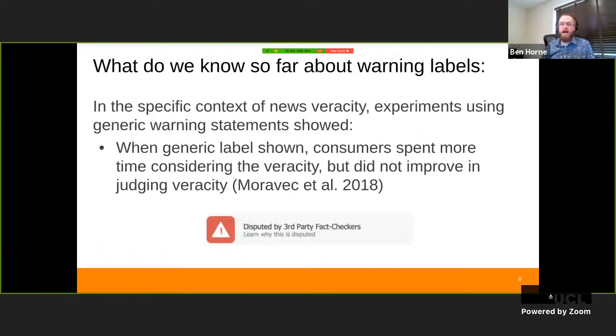In addition to this, there's not much work on warning labels, especially at the time that this was written. I think there's been a lot more in the past six months than there was at the time. There are basically two works that ran tests similar to the ones I'm going to show you. The first one comes from Moravec et al. 2018. This is a really interesting study. They use brain patterning and all sorts of things, but the main idea is that when they show this generic label, which looks something like this, consumers spent more time considering the veracity of the news they were reading, but they didn't improve on judging veracity. So this shows it doesn't really work. It changes some timing aspect, but it's not actually changing perceptions.